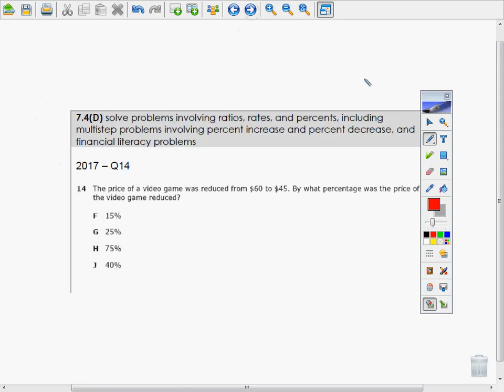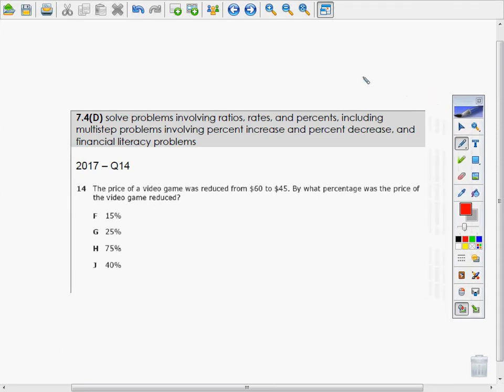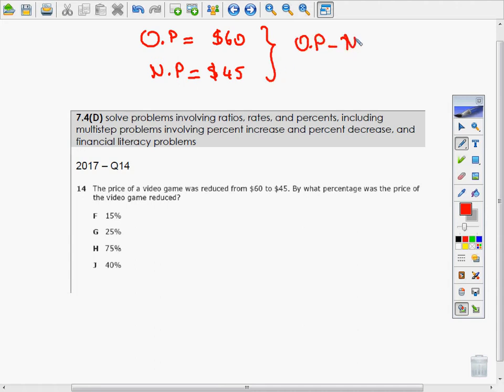The price of a video game was reduced from $60 to $45. What is the percentage of change? Basically, this is a percent increase or decrease question. We have to consider 2 things. Original price, I'm going to put OP, which is $60 in this case, and the new price was $45, and we need to keep up with the formula. Original price minus new price as the difference. We take this over the original price, multiply by 100, and our answer shows as a percent.